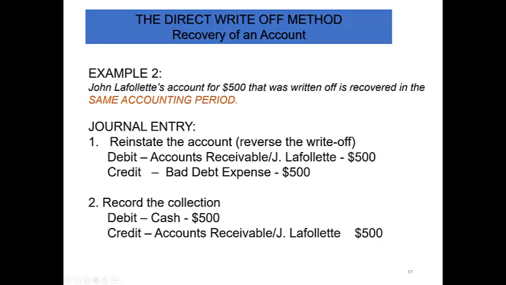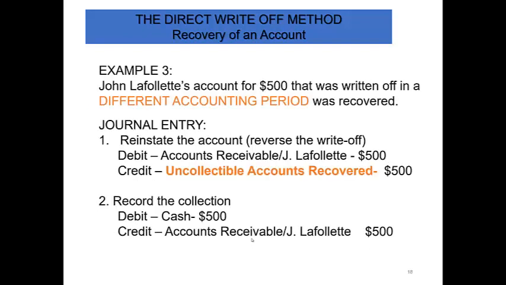We debit accounts receivable, putting John back on our books in accounts receivable, and then crediting bad debt expense. So we're taking the bad debt expense off the books. And then we just record the cash collection. We debit cash and credit accounts receivable. So the steps are the same. We reinstate the account and then we record the collection.